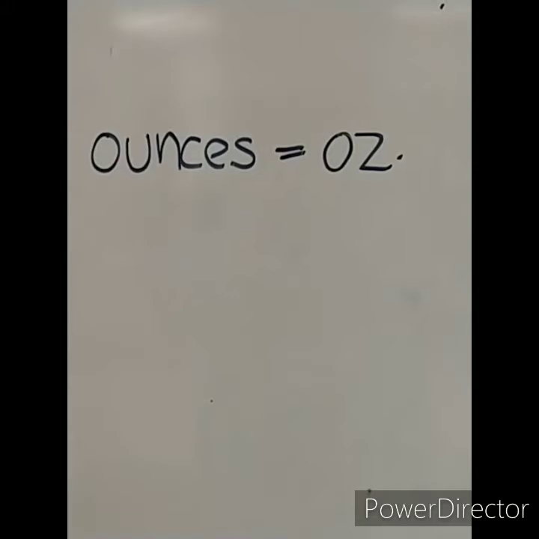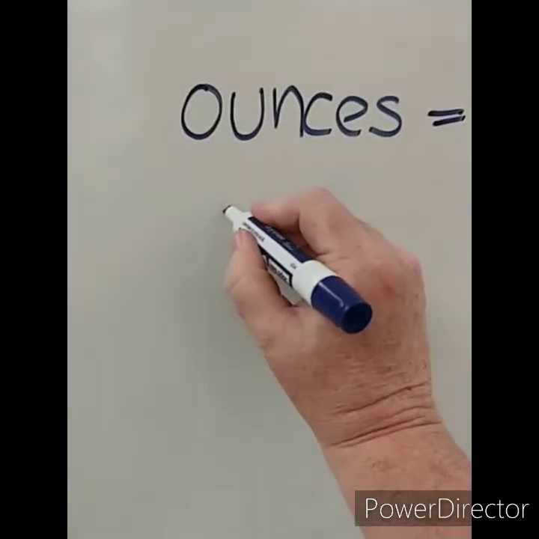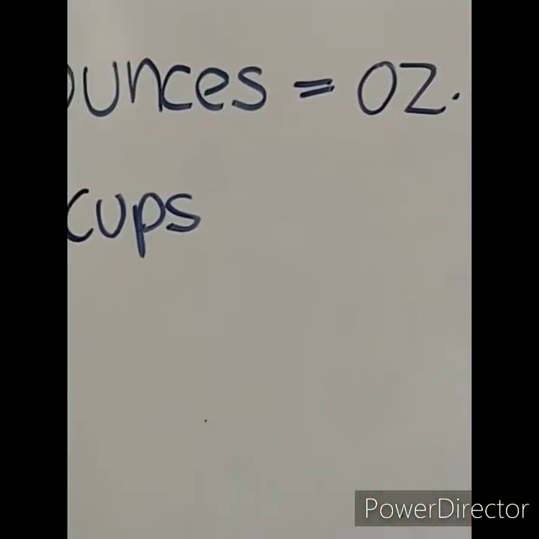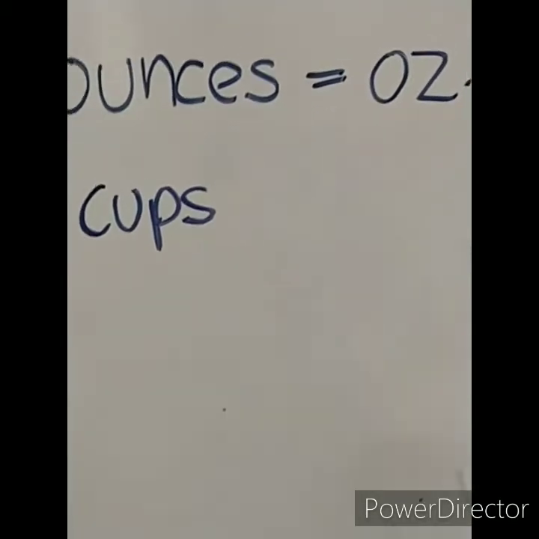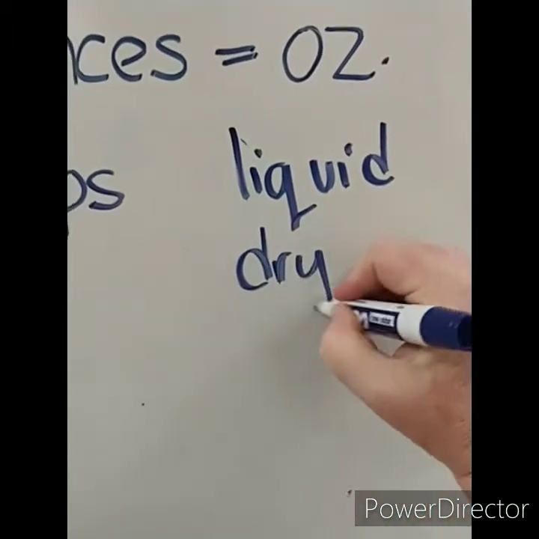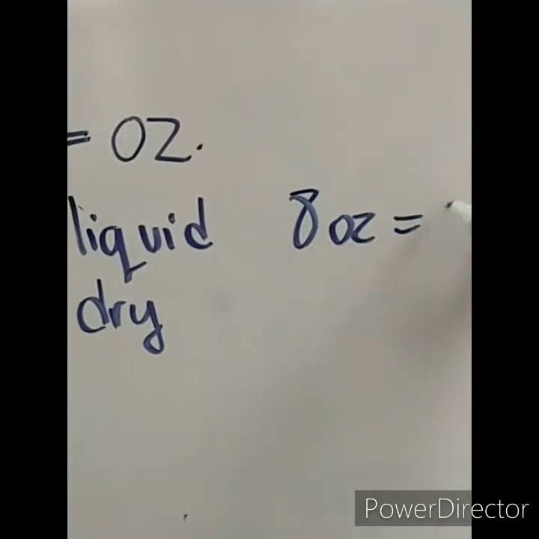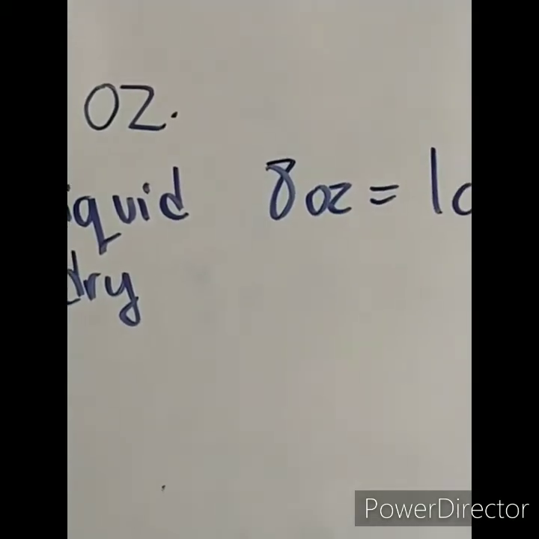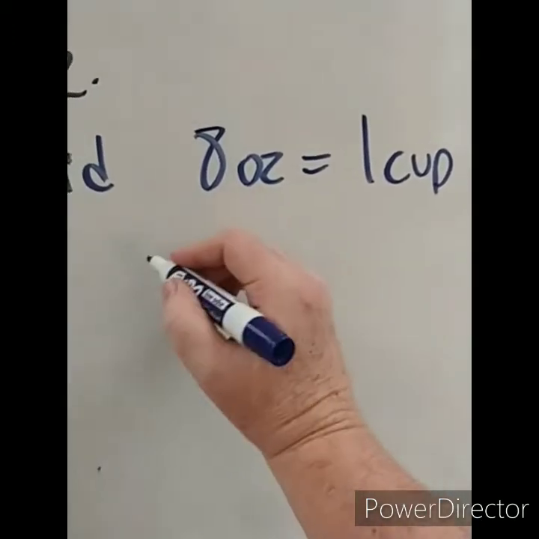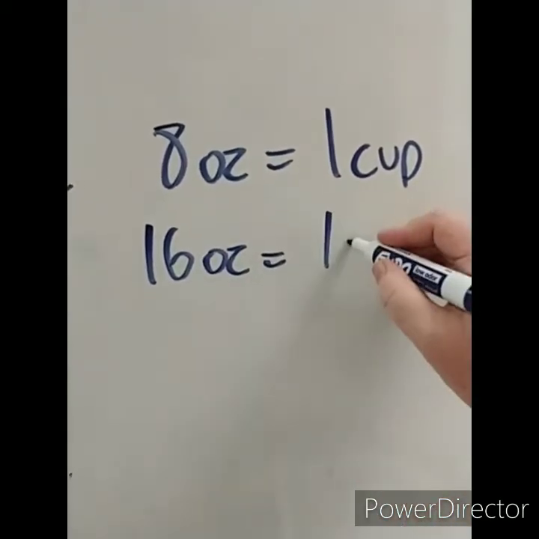Now, ounces make cups and pounds. Now, here's the difference. Cups with ounces can be liquid or they can be dry. We have liquid cups and we have dry cups. Now, liquid cups, there are 8 ounces in 1 cup. Dry ounces, there are 16 ounces in 1 pound.